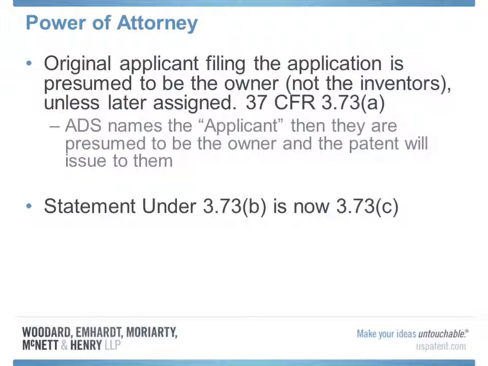Again, under the new rules, you have the applicant. If you name them on the ADS, they will be the applicant, so they will be presumed to be the owner. Some other things about power of attorney practice. What was formerly a 373B statement is now a 373C statement.